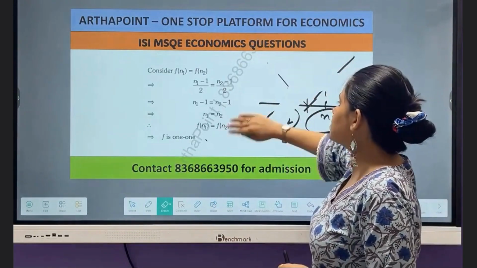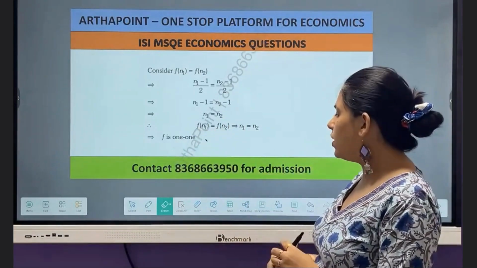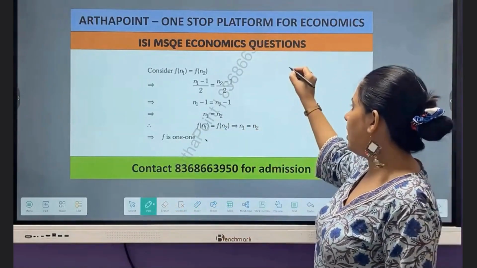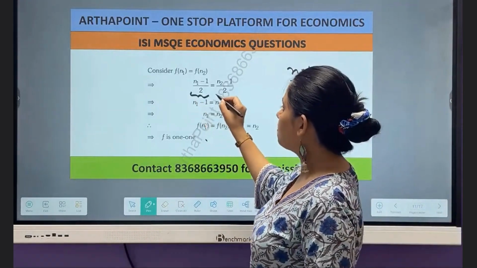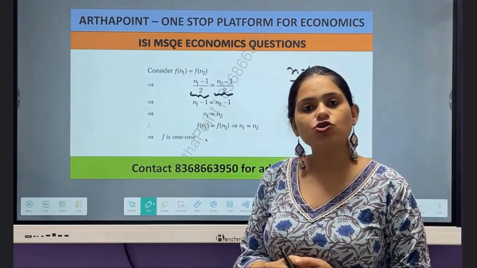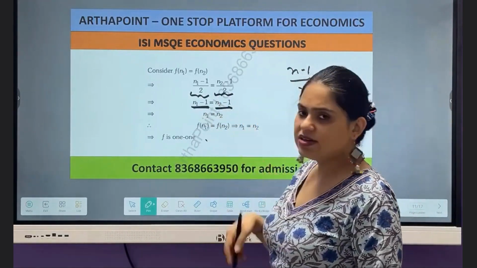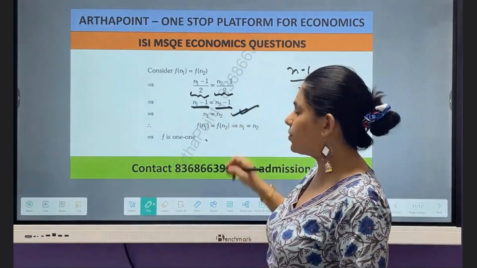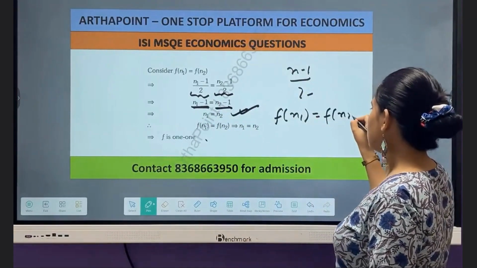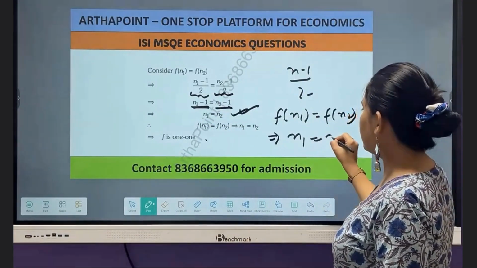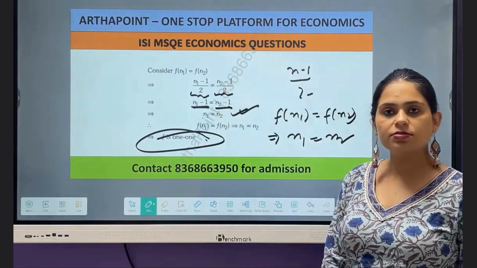So if I try this when my n's are odd beta, then what do I get? I will use the function (n minus 1) by 2. So I took (n1 minus 1) by 2 is equal to (n2 minus 1) by 2. When you solve this, you will get n1 minus 1 is equal to n2 minus 1. This implies n1 is equal to n2. So I started by equating the function and I got that n1 and n2 are equal to each other. It means it is a one-to-one function.